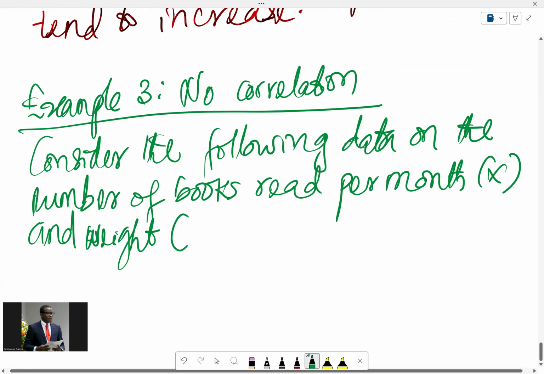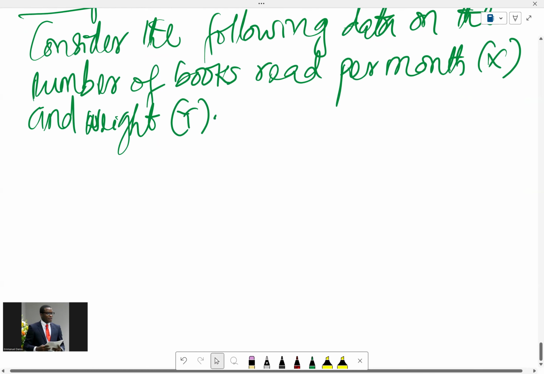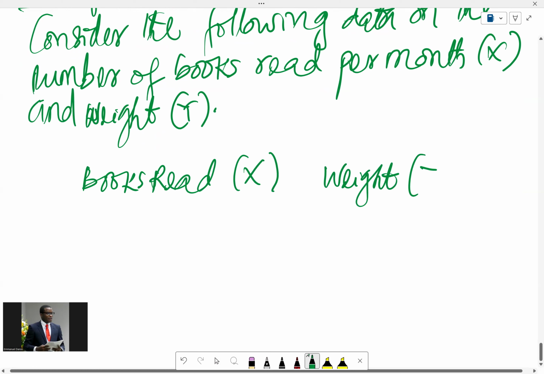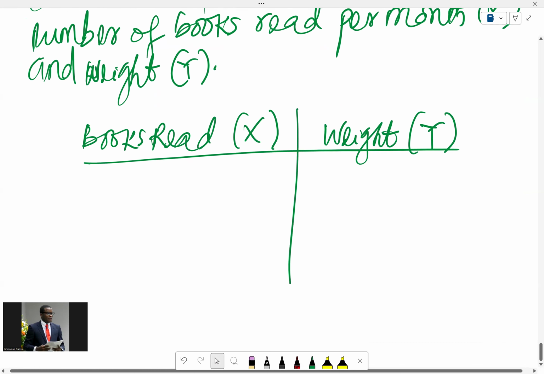the weight being Y. So now we have books read. This is more like the books read by someone, that's X, and the person's weight. I mean, what's the connection between the books a person reads and the person's weight? Probably nothing, I don't know.